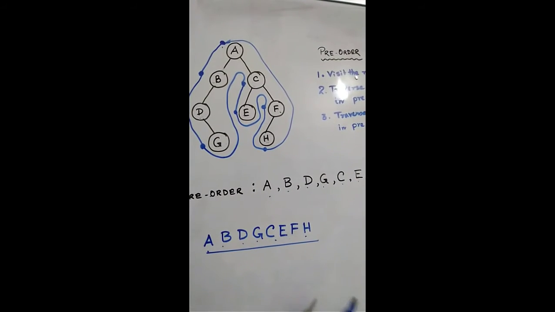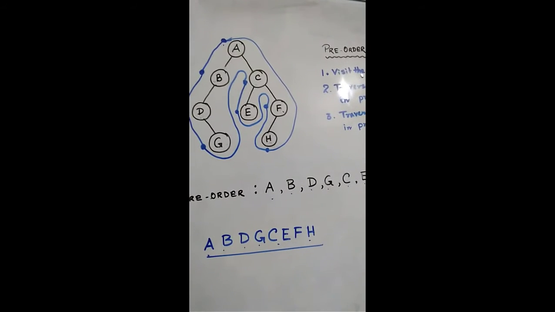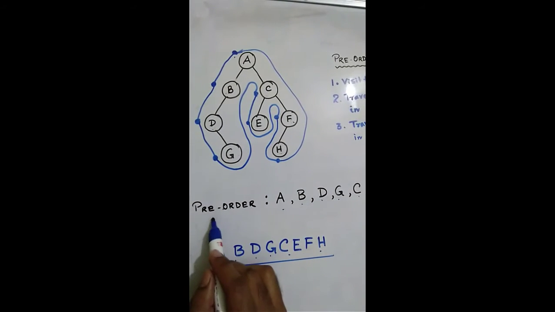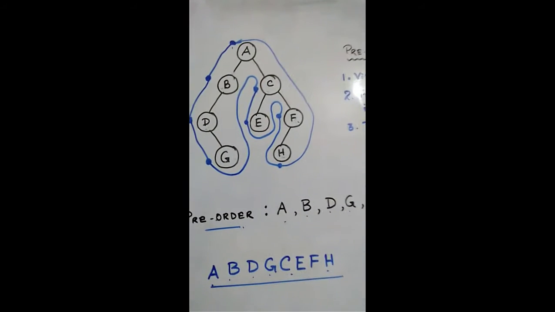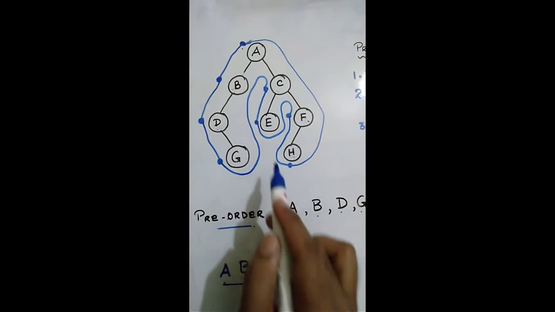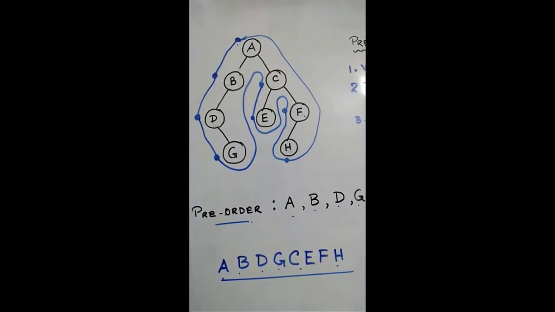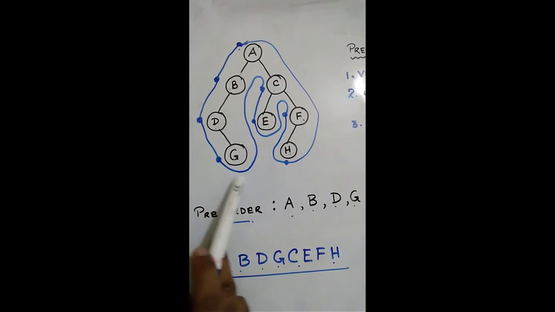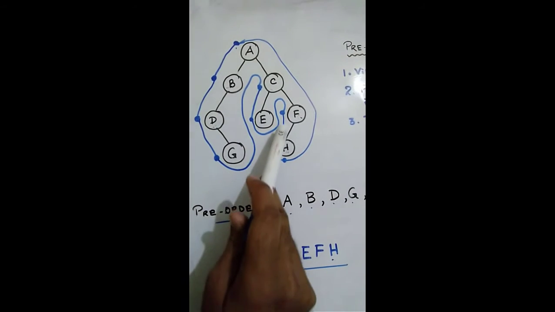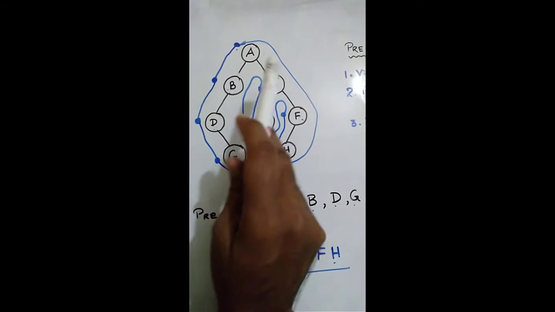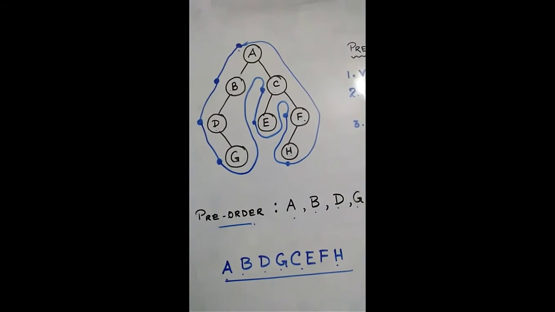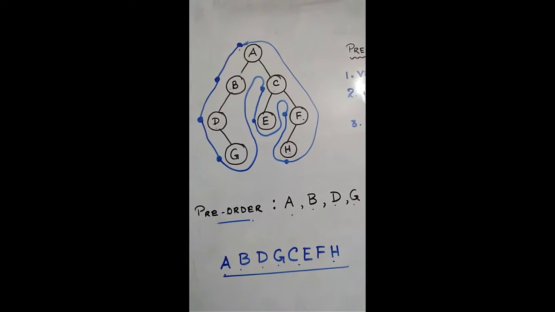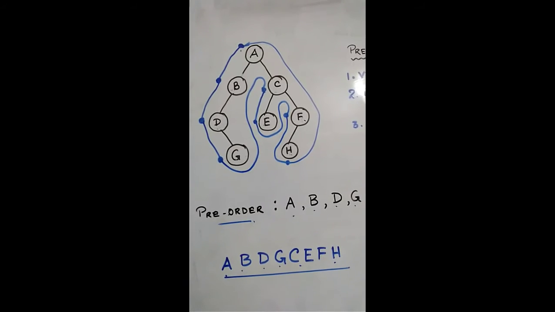Visit the root, then traverse the left subtree in pre-order, then traverse the right subtree in pre-order. So with the algorithm we can also find the pre-order sequence, and this is the same procedure, just the shortcut procedure that we have traversed. We are starting from point A and moving towards the left side and visiting every node at most once and printing the visited node. In this way we can find the pre-order of a binary tree.